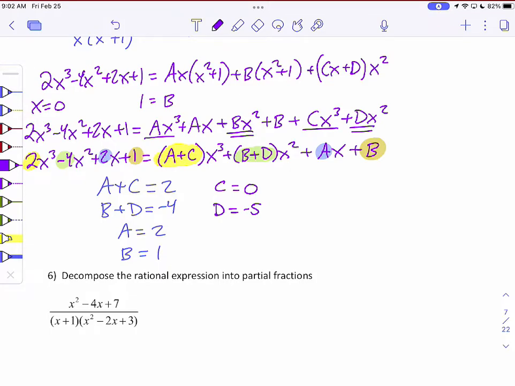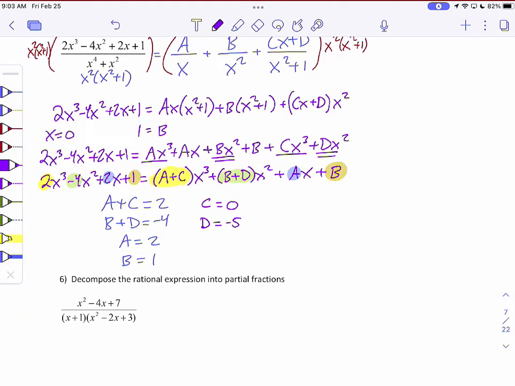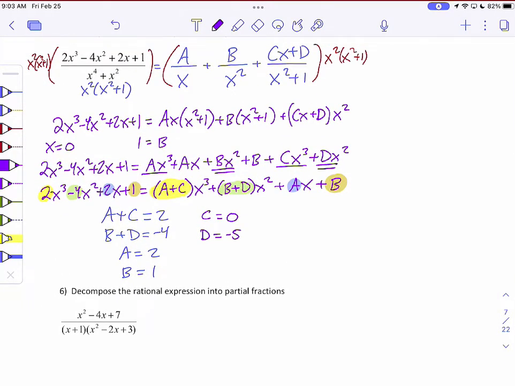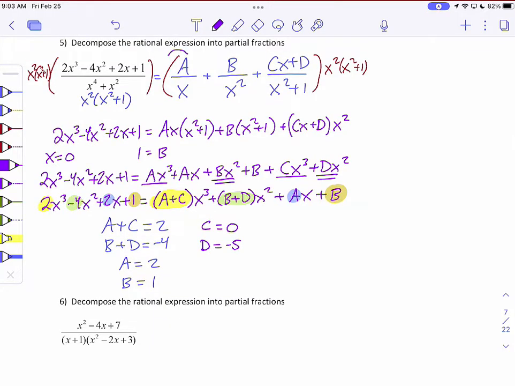Not every system is going to be like that. So just be aware of that. And this A could not have been 0. This B cannot have been 0. This C or this D could be 0, but they both can't be 0. So none of those should end up being 0 for the entire numerator. And that's not what happens here, so that's good news. And then we write the answer and we're done.